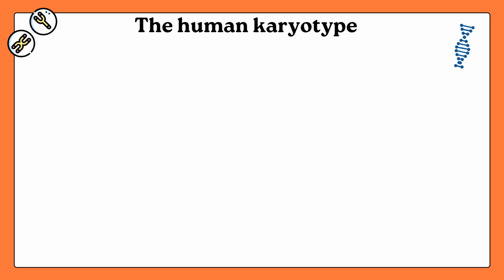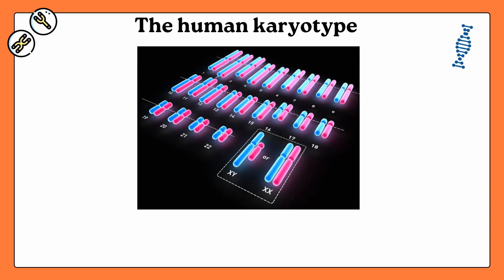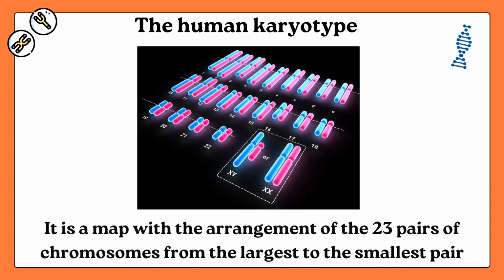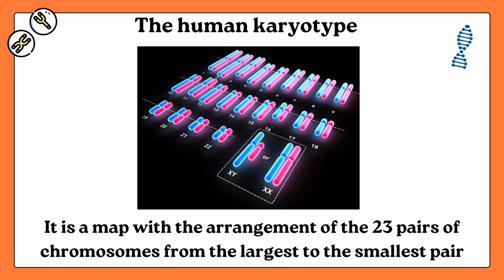The human karyotype. What is the human karyotype? It's a map with the arrangement of the 23 pairs of chromosomes from the largest one to the smallest one. The first pair is number 1 and the last pair is number 23. What is this last pair? This last pair is responsible for the gender of the human.